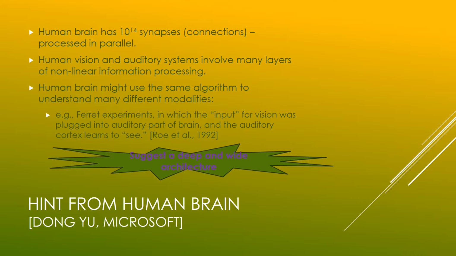So AI is so hot, and one of the reasons is it's probably the true north of machine learning, maybe. But nevertheless, it's actually very similar to how the human brain works. The human brain is actually a very deep system. It has 10 to the power of 14 connections. And human vision and artificial systems involve many layers of nonlinear information processing. And there is evidence that shows the human brain might use the same algorithm to understand many different modalities.